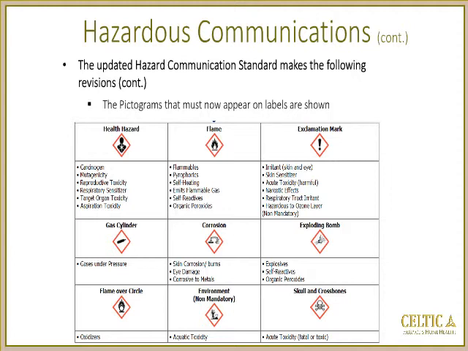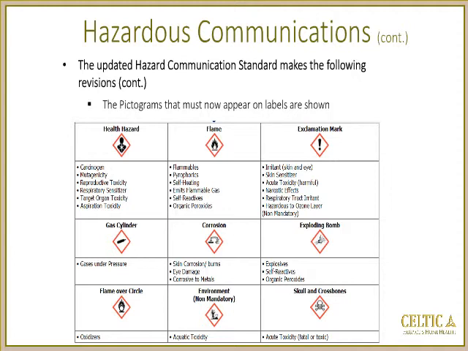These are for chemicals that are irritants to skin and eyes, skin sensitizers, acute toxicities that may be harmful to you, narcotic effects, chemicals that are respiratory tract irritants, or chemicals that are hazardous to the ozone layer. In the middle row, you have the gas cylinder, and those are for gases that are under pressure.